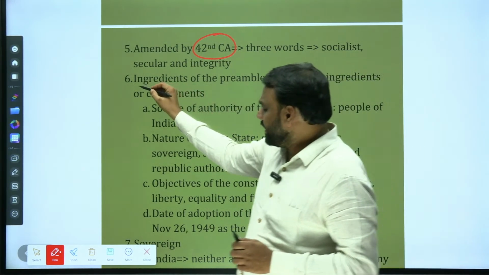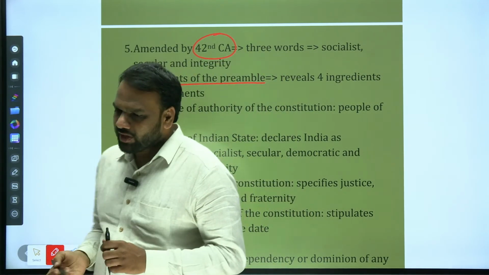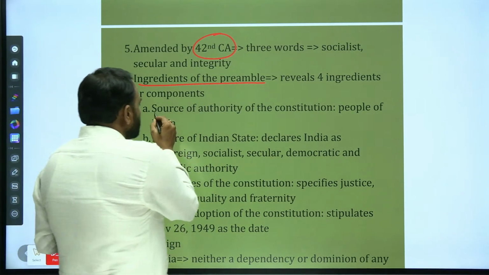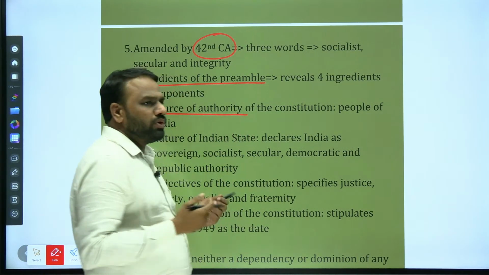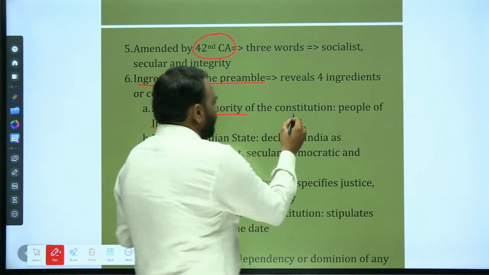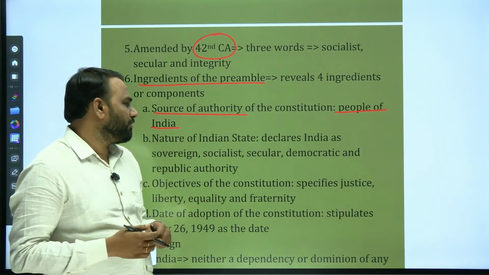Now, ingredients of the preamble. So what are the major ingredients? It reveals 4 ingredients or components. First, source of authority. Who is the source of authority for our constitution? It says that it's the people of India. We the people of India. Okay, the ultimate source of authority is the people of India.